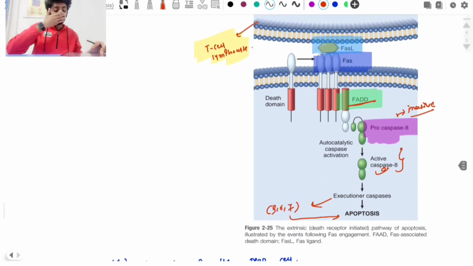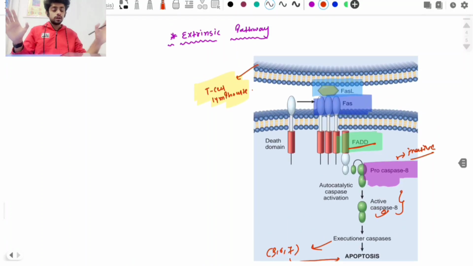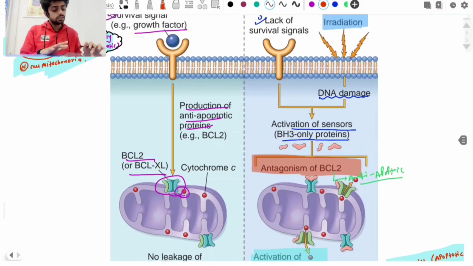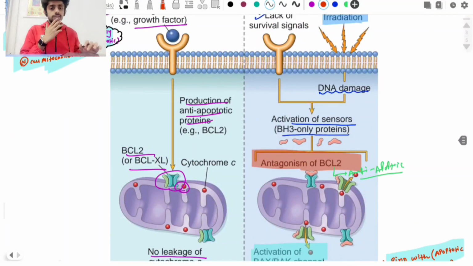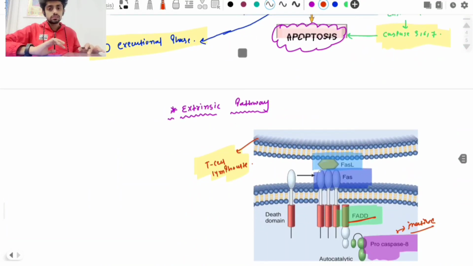So normally both pathways are trying to activate what? The executioner caspases. So both pathways meet at one point. That's a common pathway, then it follows. So this is all about the extrinsic pathway, and this is all about the intrinsic pathway, and this is all about the extrinsic pathway.